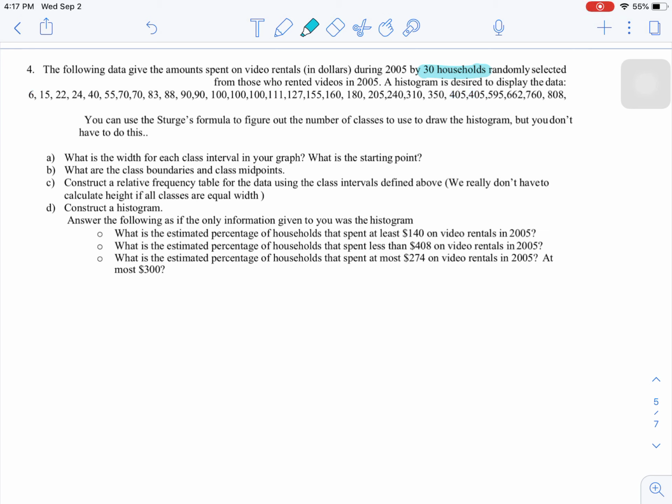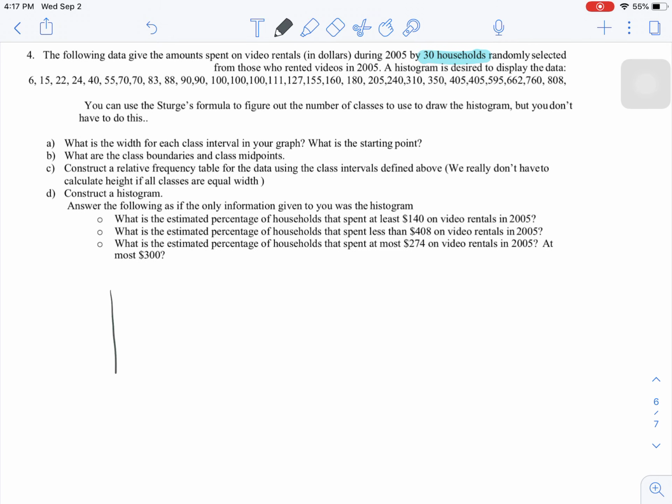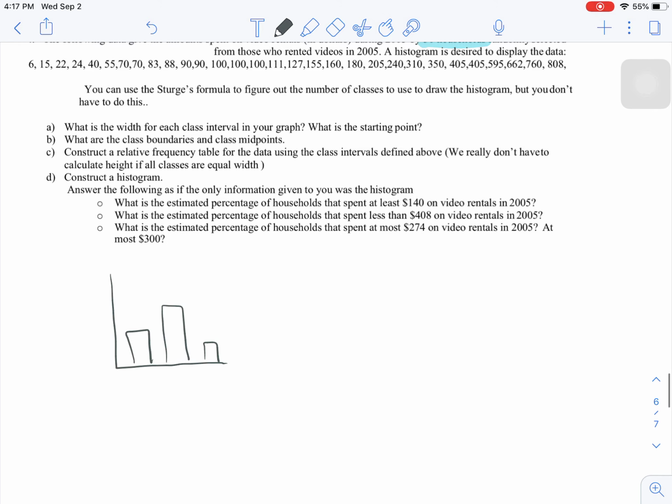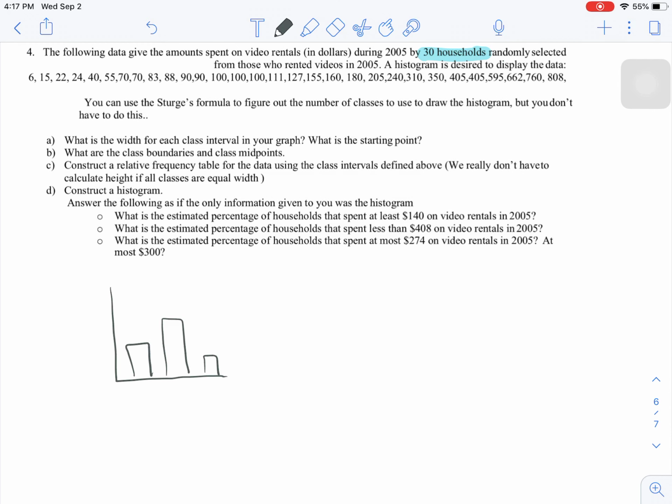So the main purpose of this question is we want to create a histogram and then interpret it. Now, remembering what a histogram is, a histogram sort of looks like a bar chart. It allows us to visualize the distribution. In other words, it allows us to visualize this data set right here.